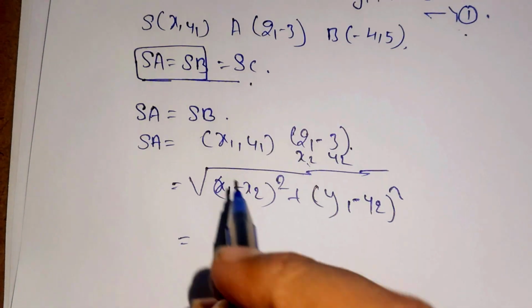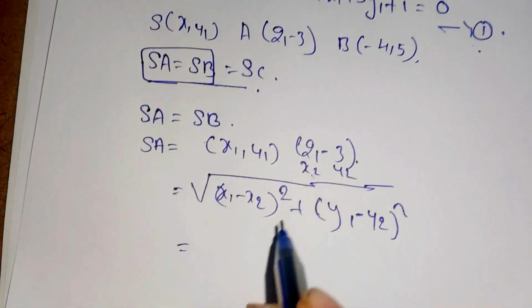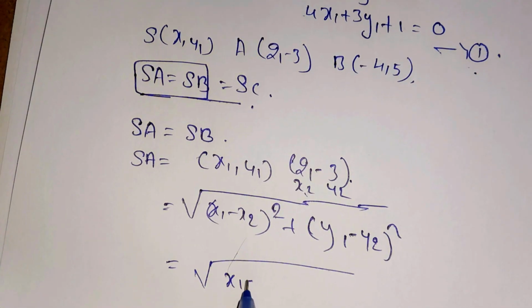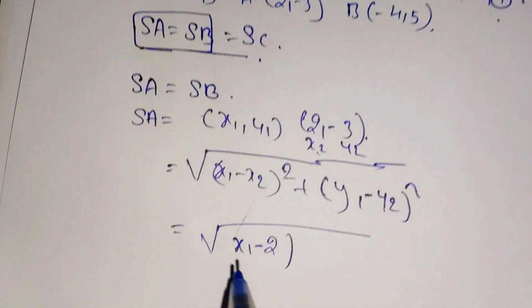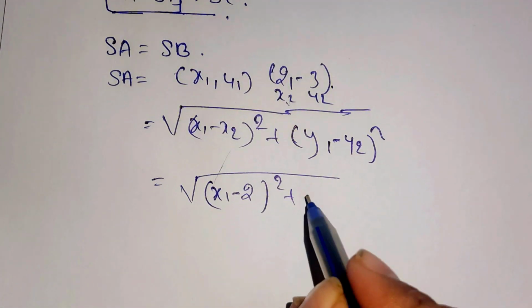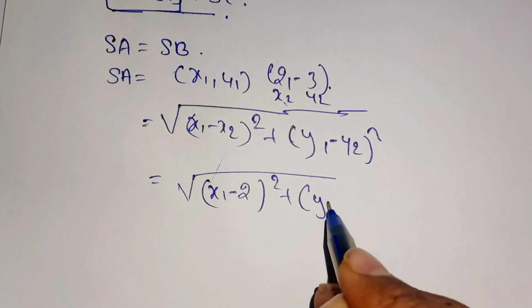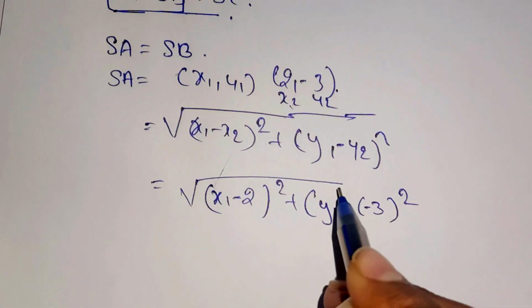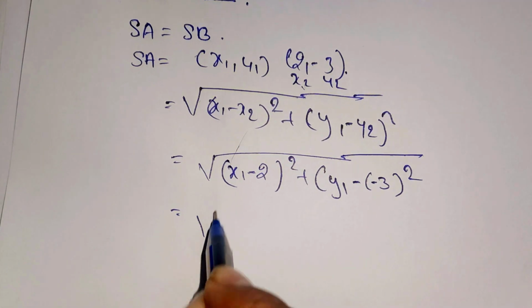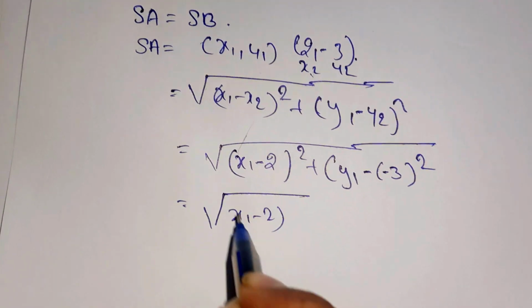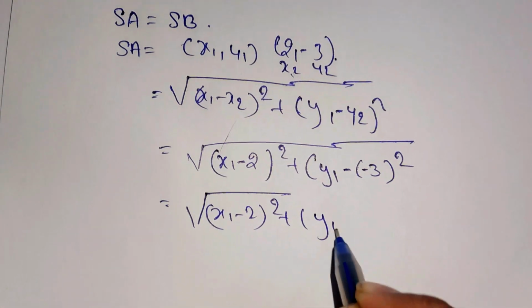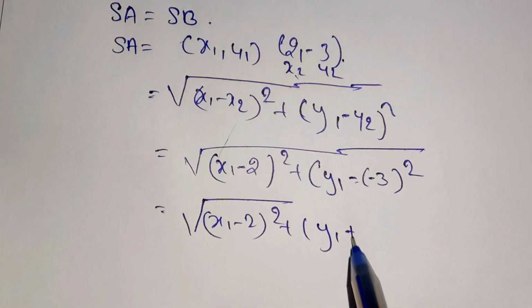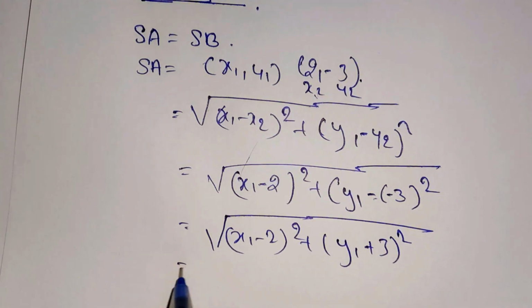Now substitute the x1, y1 and x2, y2 values in the expression. x1 is x1, the value of x2 is 2, so (x1 - 2)², plus y1 is y1, y2 value is -3, so (y1 - (-3))². That equals the square root of (x1 - 2)² + (y1 + 3)².